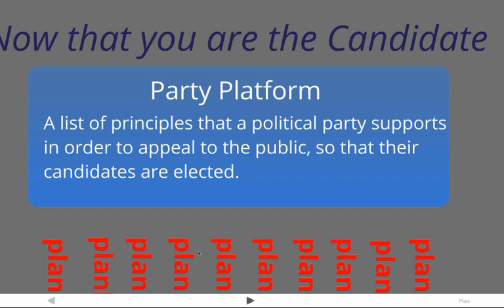And so when you create your candidate for class, you're going to need to consider the planks for the issues that we've discussed so far in class, and all those ideas or views will be put together to create your platform.